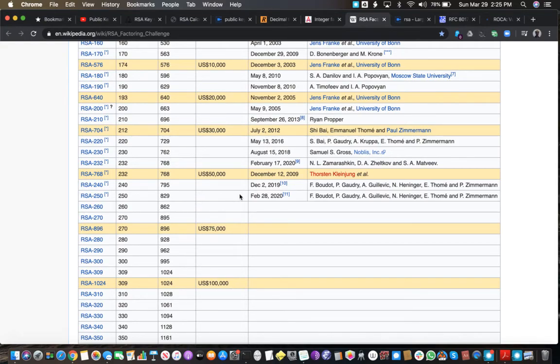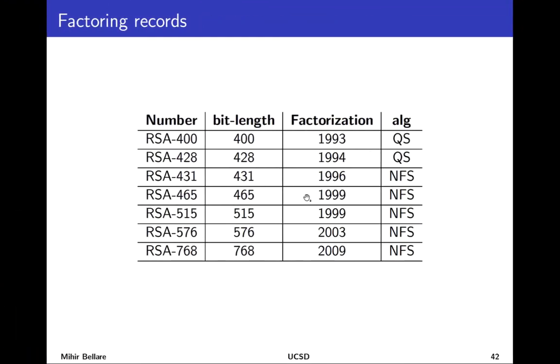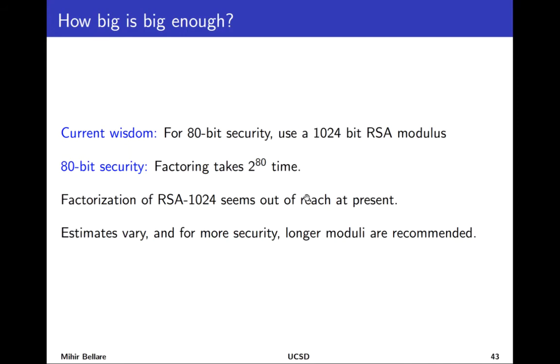But what's the record? Right now, they were able to factor an 829-digit number. Right, that's the current record. It's really quite amazing. So the current wisdom then is that 80-bit security is what we would like. That means the adversary's time to factor is about 2 to the 80, which seems out of reach by present methods. And that requires a modulus of around 1024 bits, maybe somewhat more. So that's the minimum recommended size. If you want high security, you'd go above.